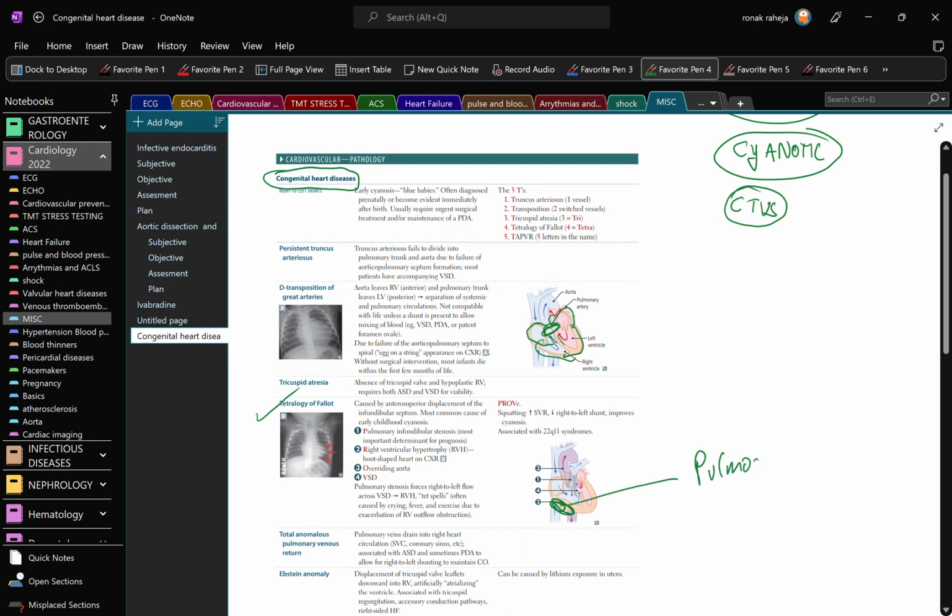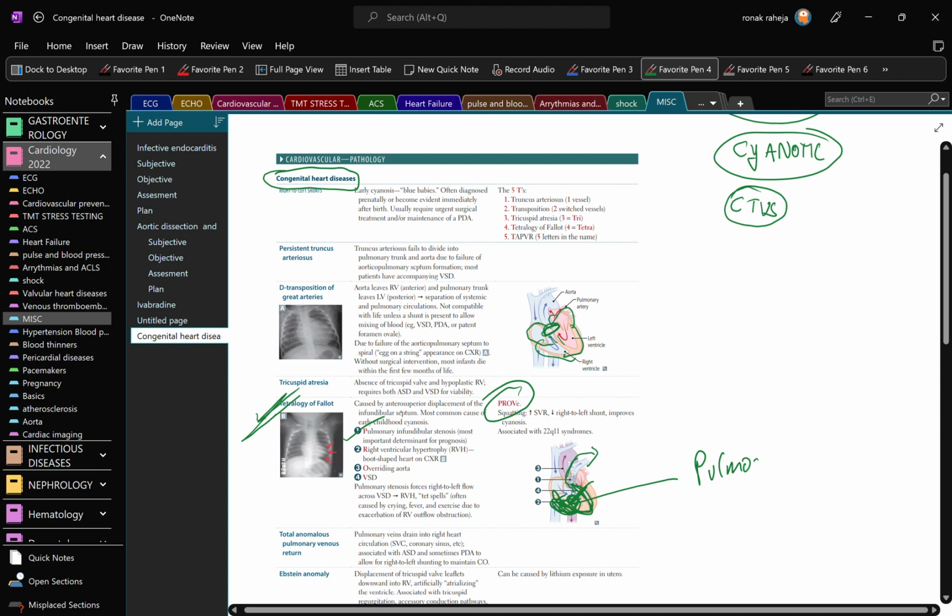And this severe pulmonary stenosis makes the right ventricle work very hard. And when this right ventricle starts working very hard, there is hypertrophy of this right ventricle, which then pushes the aorta and causes overriding of the aorta. And then the pressure builds up so much that it bursts open the septum and causes a VSD. So those are the components of tetralogy of Fallot: pulmonary stenosis, right ventricular hypertrophy, overriding of aorta, and VSD.